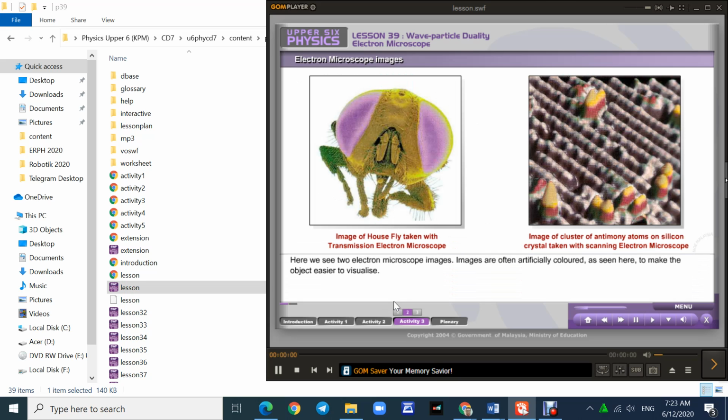Here we see two electron microscope images. Images are often artificially colored, as seen here, to make the object easier to visualize.